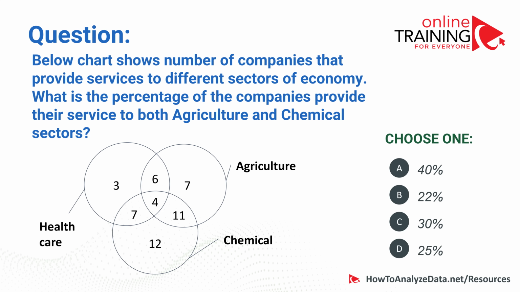The chart below shows the number of companies that provide services to different sectors of the economy. What is the percentage of the companies that provide their services to both agriculture and chemical sectors? And you have four choices here: 40%, 22%, 30%, and 25%.